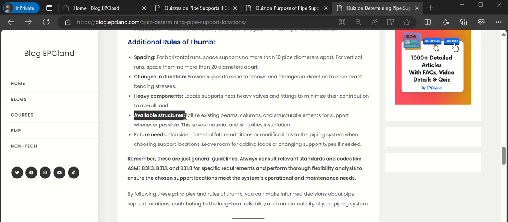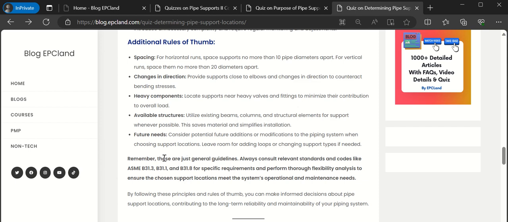Available structures. This is again just to optimize the overall cost. If we have nearby beams or columns or any structural member, we can always attach our secondary supports to those structures so that we can plan the primary supporting over those available structural members. This really saves material and simplifies the installation.